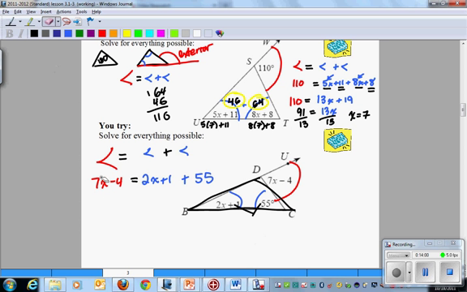Okay, collect like terms. I like to double underline my variable and single underline my numbers. You're solving for x.